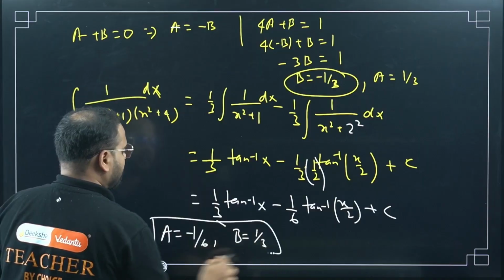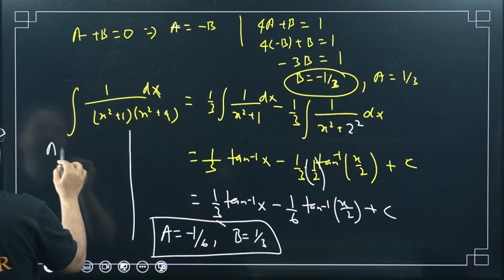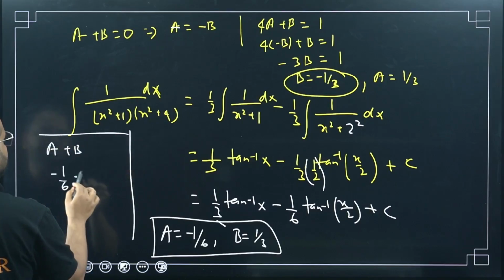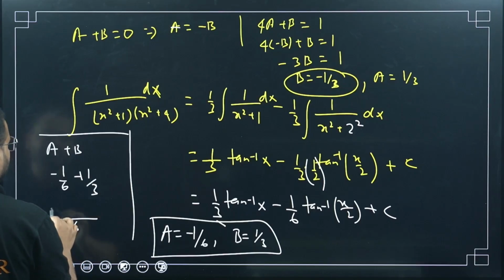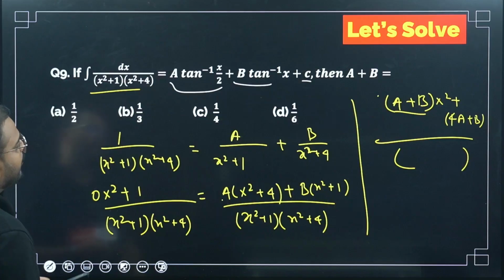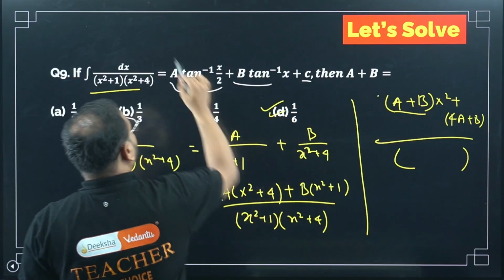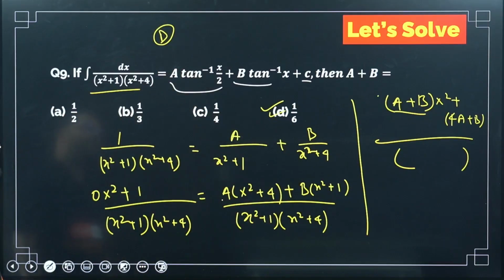Now what are they asking? They are asking us a plus b. My final answer over here. So minus 1 by 6 plus 1 by 3. How much is this, bacha? Tell me. Simply 1 by 6. But let's take LCM. Minus 1 plus 2. So 1 by 6. What is my answer? 1 by 6. Option number D. Option number D. Any problem? Okay, I hope there is no problem.